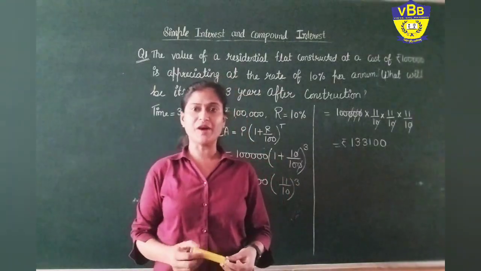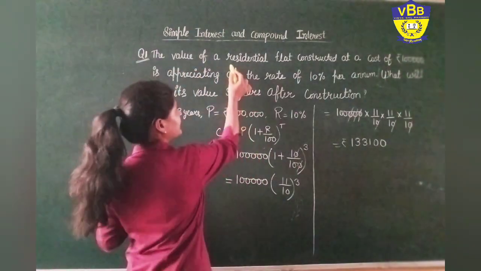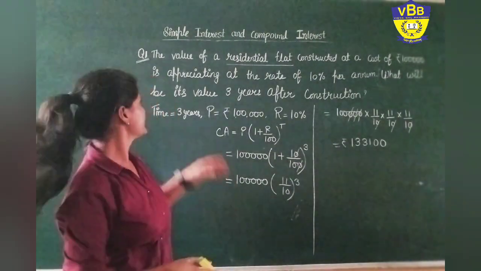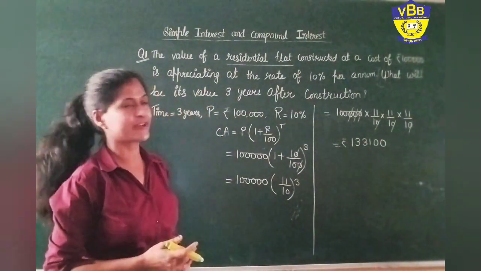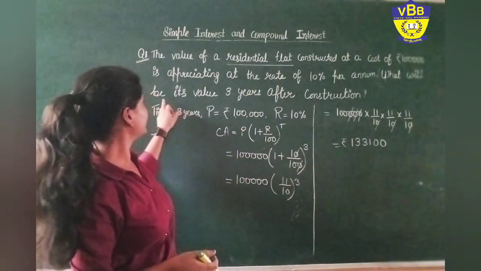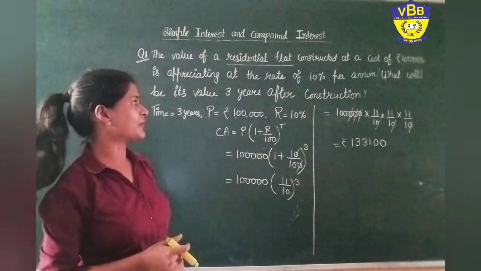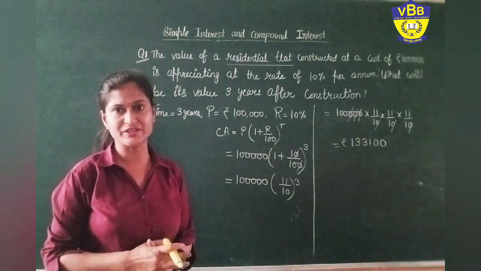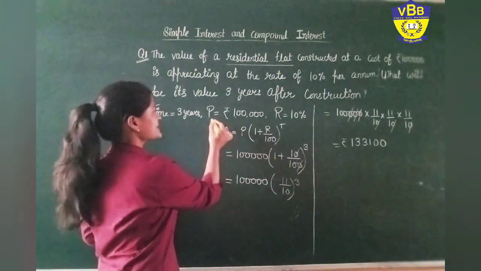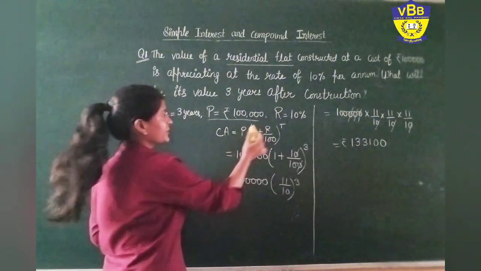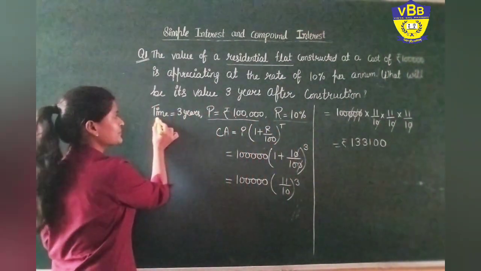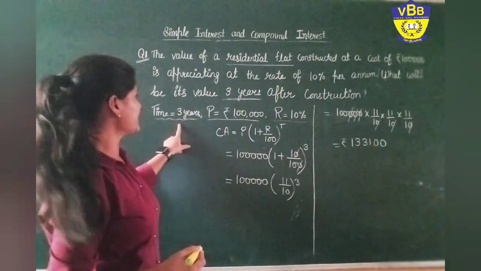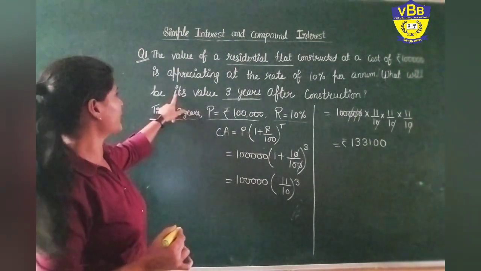Question 1: The value of our residential flat constructed at a cost of 1 lakh rupees is appreciating at the rate of 10% per annum. What will be its value 3 years after construction? After construction, how much will it appreciate every year? It is given. So in this case, principal value is 1 lakh, rate of interest is 10%, and time period is given as 3 years.